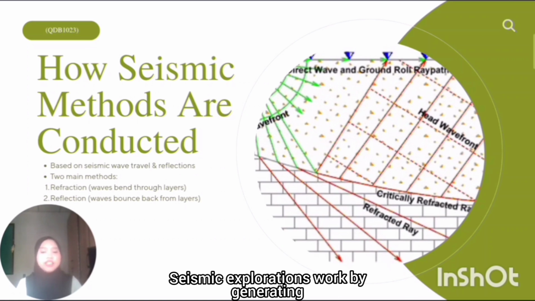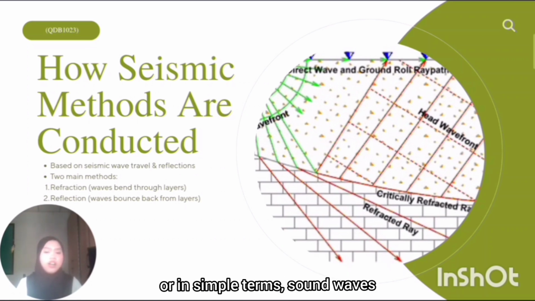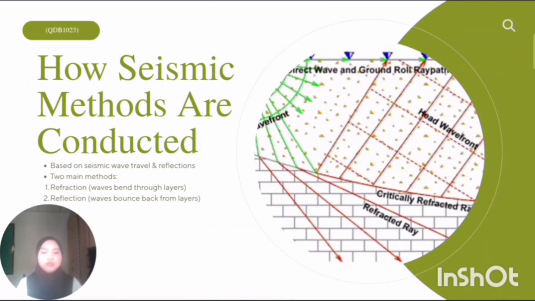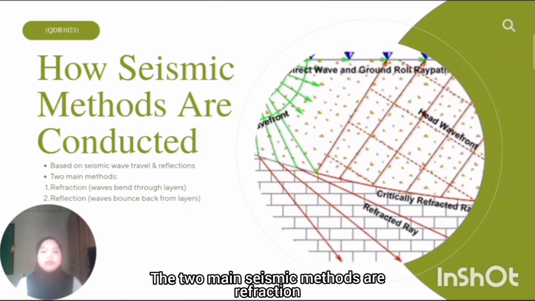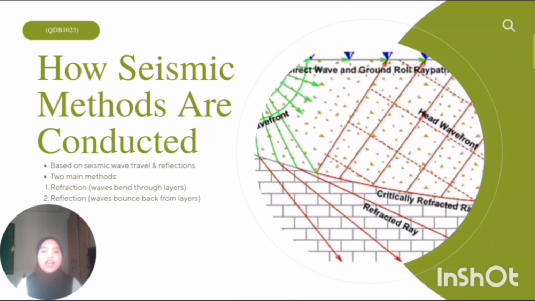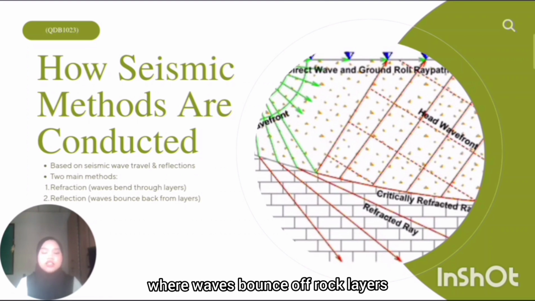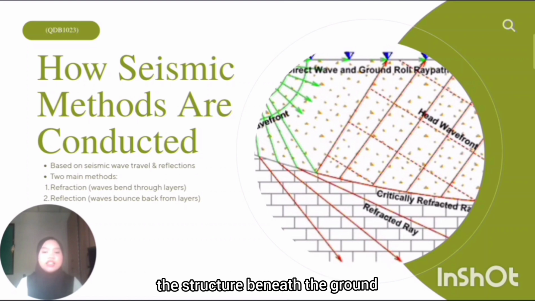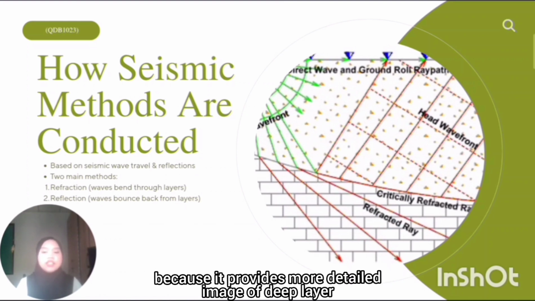Seismic exploration works by generating and recording seismic energy, or in simple terms, sound waves. These waves travel underground and behave differently depending on the type of rocks or fluid they pass through. The two main seismic methods are refraction, where waves bend as they pass through different layers, and the another one is reflection, where waves bounce off rock layers and return to the surface. Both methods help geoscientists understand the structure beneath the ground. In oil and gas, reflection method is more commonly used because it provides more detailed image of the layer.